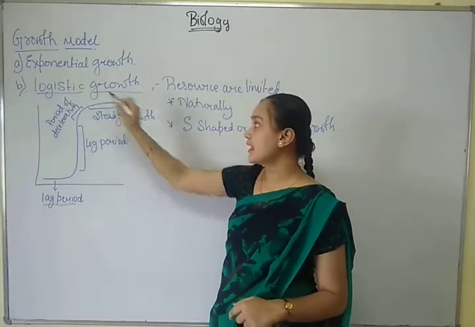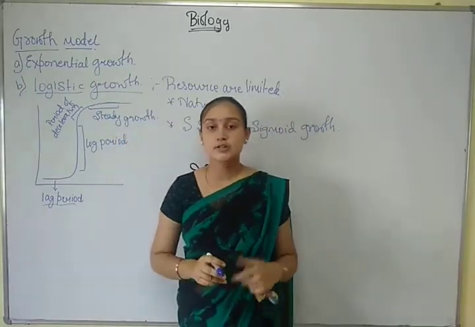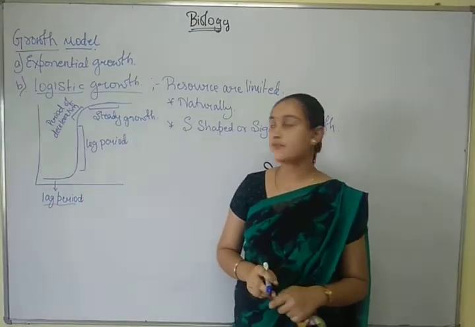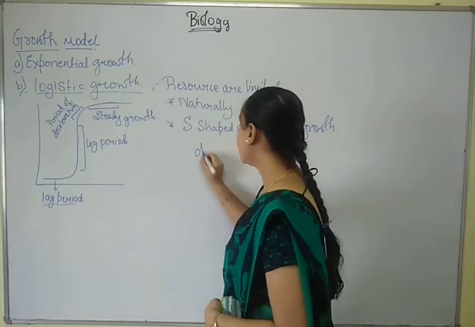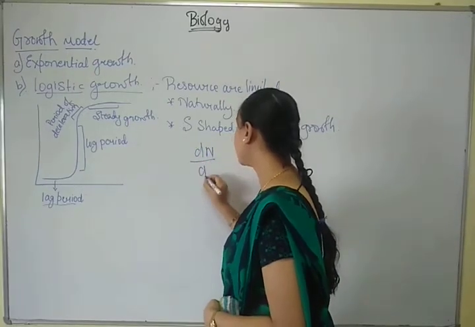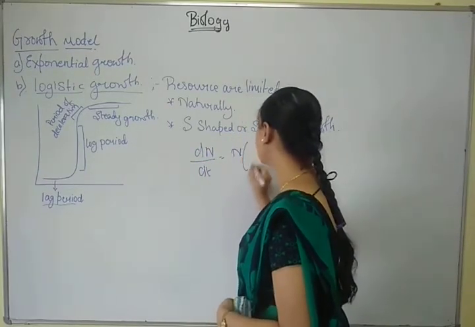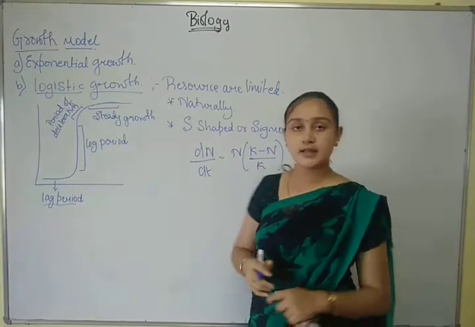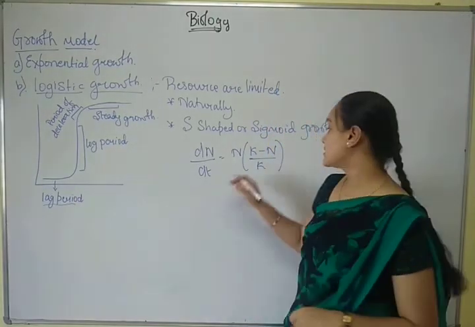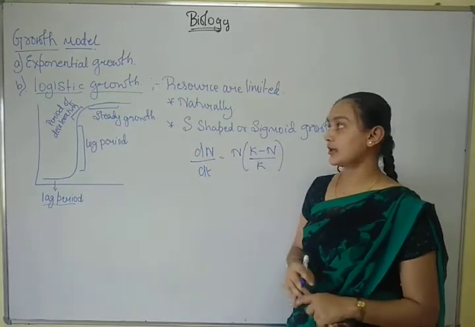So this was the logistic growth. Mathematically, there is a formula for this logistic growth, that is dN by dt is equal to N into (K minus N) by K. This is the formula for the logistic growth.